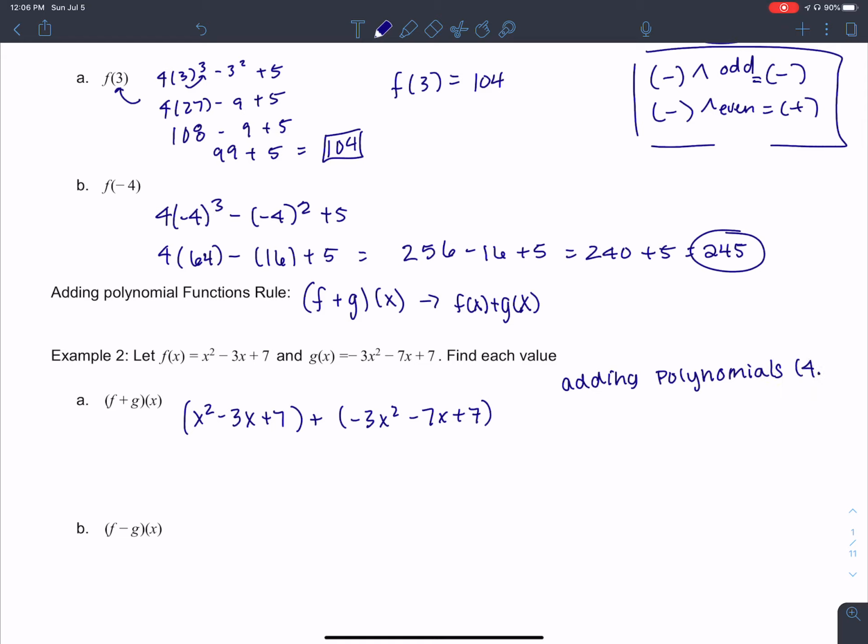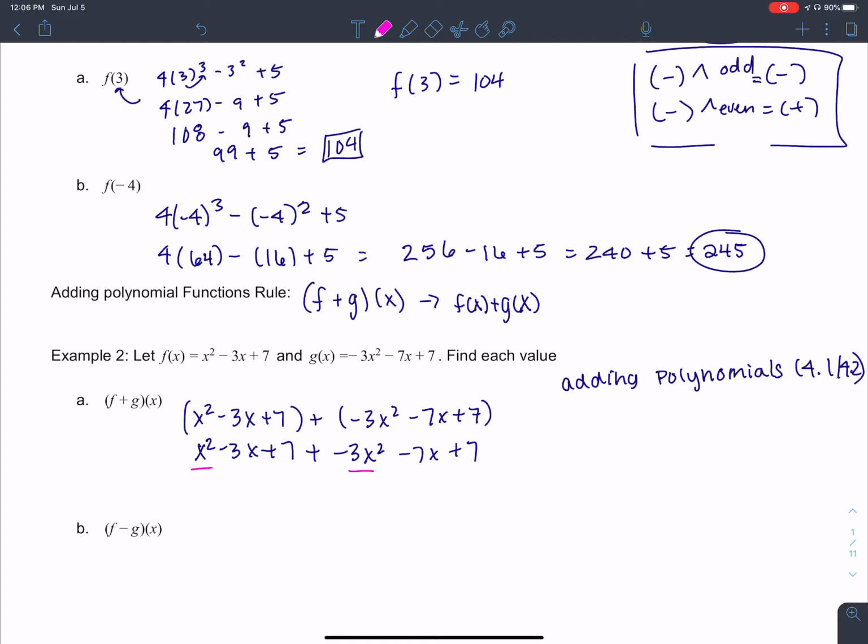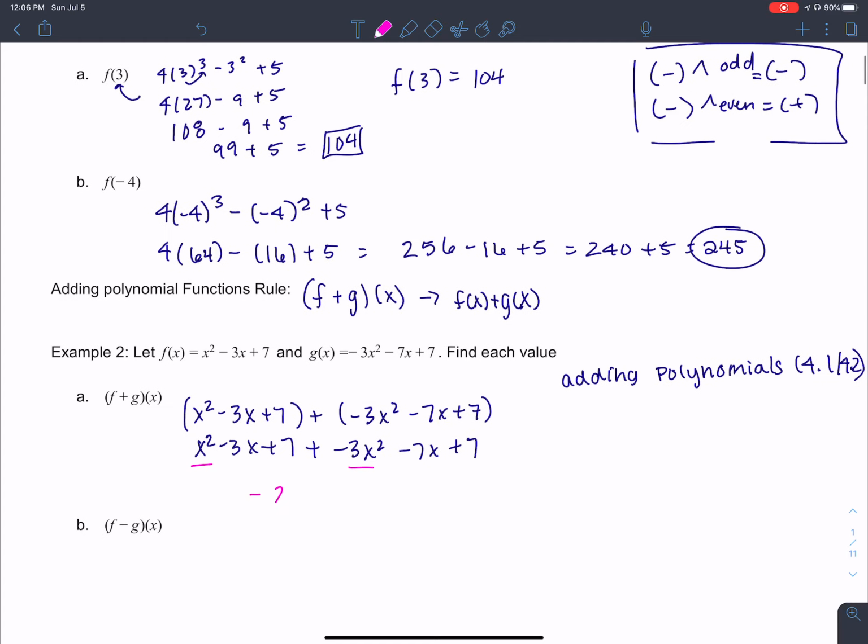In 4.1, 4.2. I remember we dropped the parentheses and then just kept the addition sign. And then we just combine like terms. Sorry, I needed to go back and make sure I use the same language. So x squared minus 3x squared is going to be negative 2x squared. Negative 3x minus 7x is negative 10x. And then 7 plus 7 is 14.